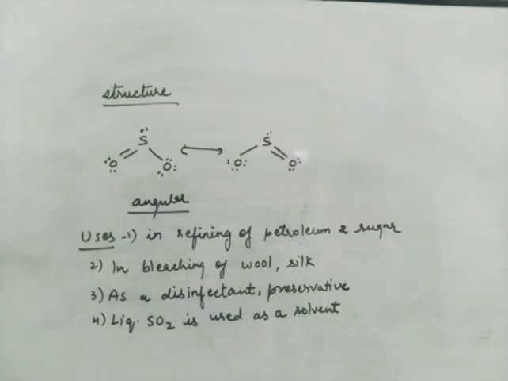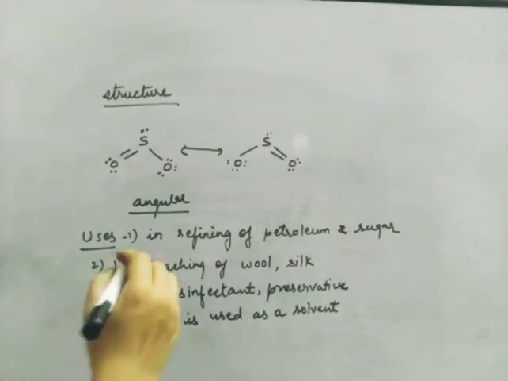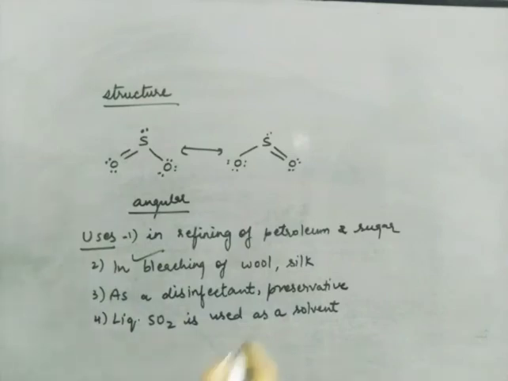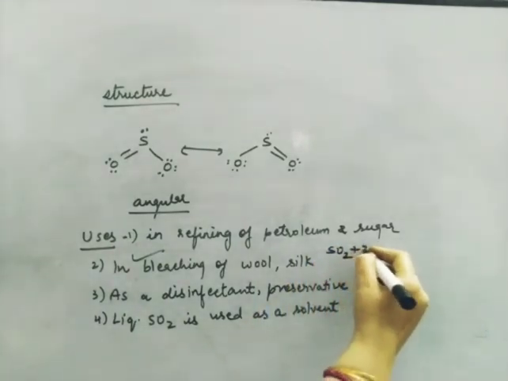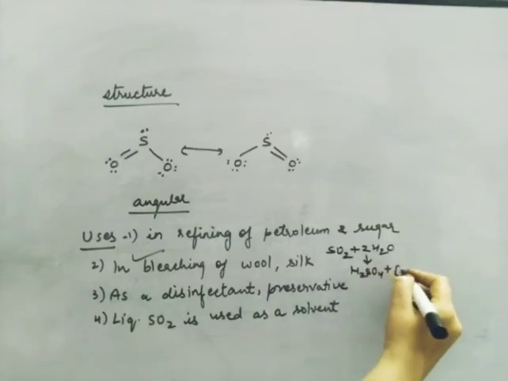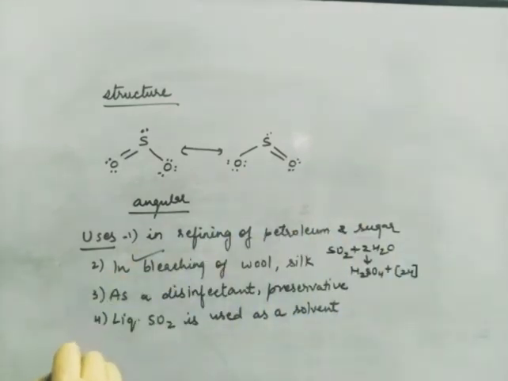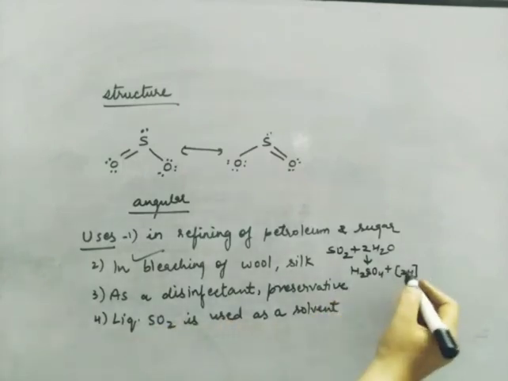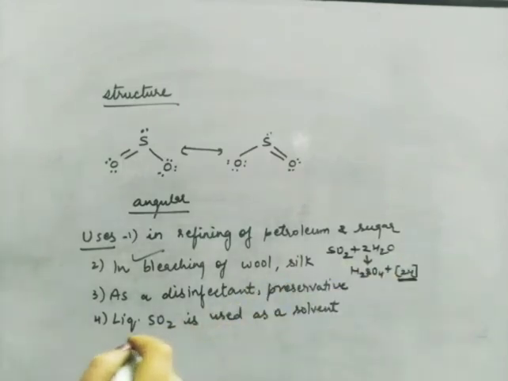Now what are the uses? It is used in the refining of petrol and sugar. Second is in bleaching of wool and silk. Meaning sulfur dioxide can also be used as a bleaching agent. So what happens when sulfur dioxide is dissolved in water? We get H2SO4 plus 2H. Now the nascent hydrogen is released here. So these are the nascent hydrogen atoms. The nascent hydrogen which is released here can be used for bleaching of organic compounds.